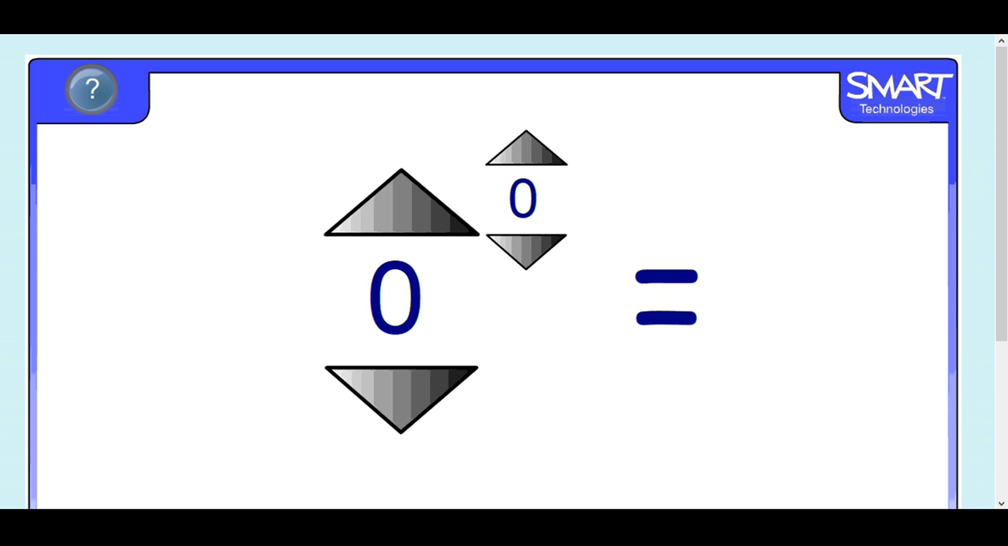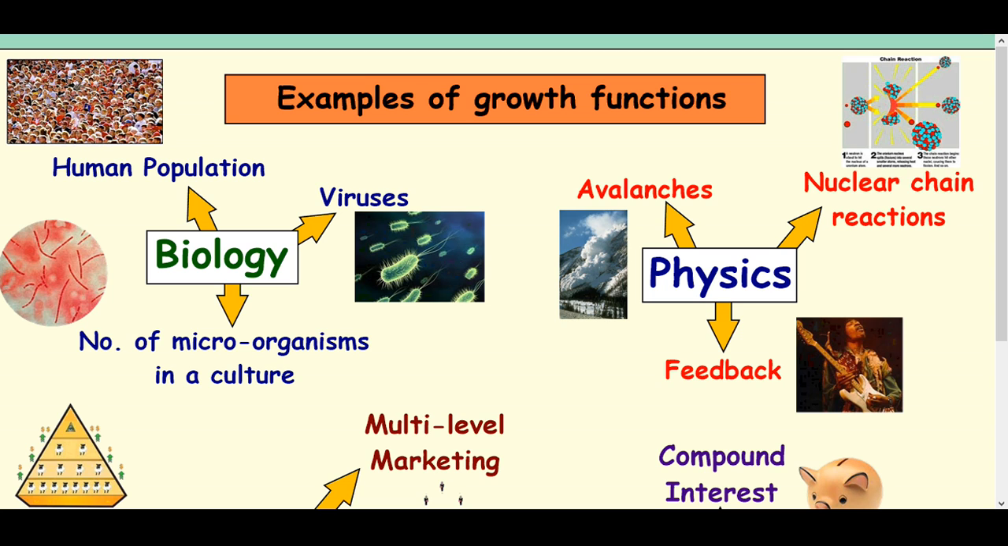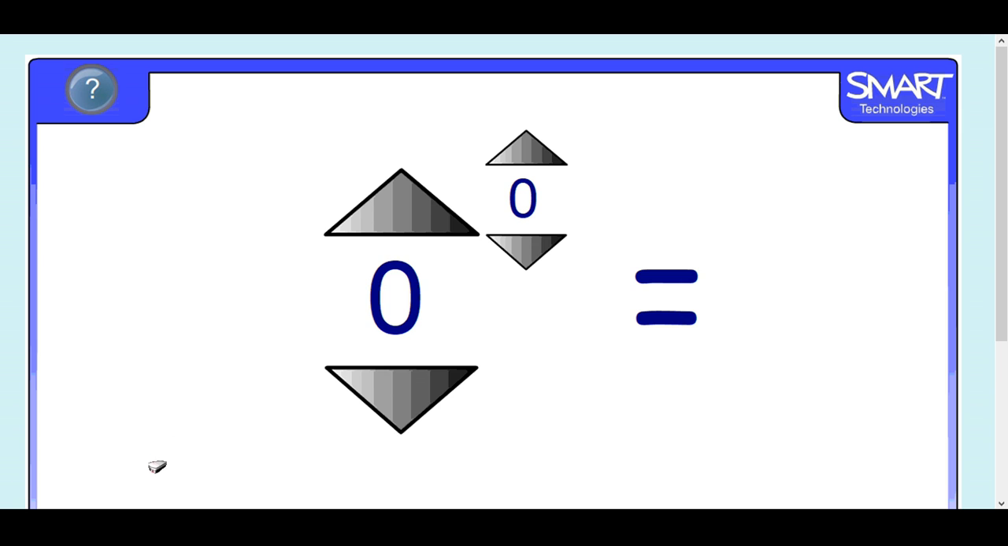Now powers come up in a lot of real life scenarios. Human populations develop in terms of powers. They go very fast, very quickly. Viruses, avalanches are a good example of this. Now just before we come back to this slide, I'll show you what I mean by increasing very quickly.